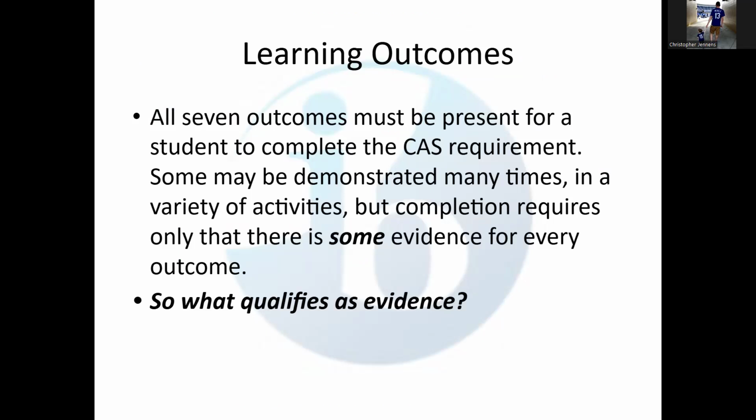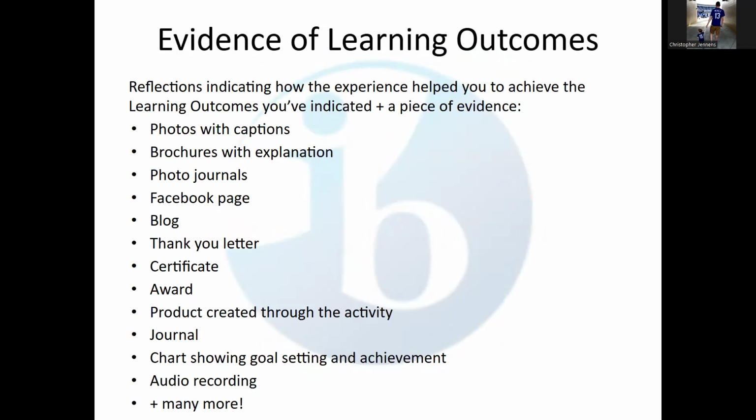As I've mentioned, all seven outcomes must be present at some time throughout the 18-month CAS experiences to meet IB's requirements. Some of them can be demonstrated many times, while others might only be achieved once or twice, and that's completely fine. Then we get into how we prove this. What is the evidence? There's a reflective piece, but there's also an actual physical evidence piece.